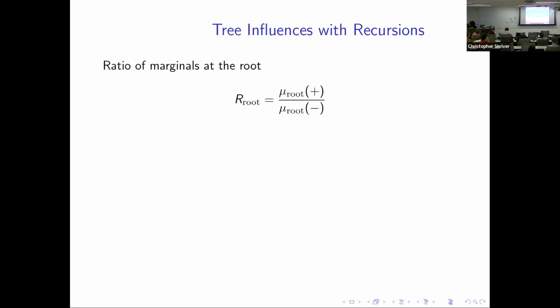Okay, so how can we do this? We get again to the ratios of the marginals at the root. Now we do some small transformation. We don't really look at the recursion we had before, but we look at the log ratio, as we call it. We have this function h sub d, which expresses the log of the ratio at the root as a function of the log of the ratios of the subtrees.